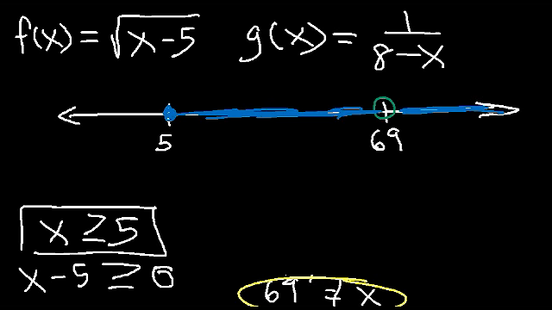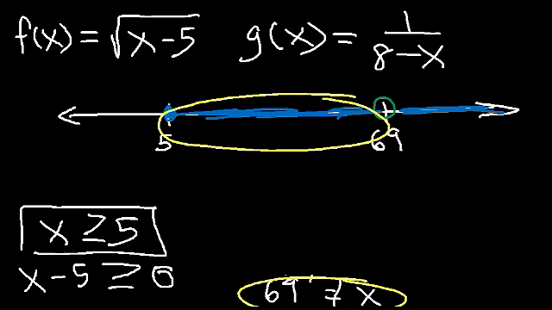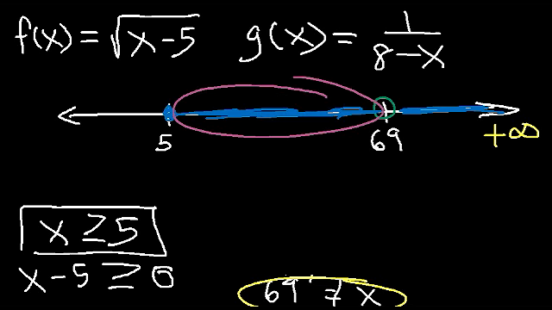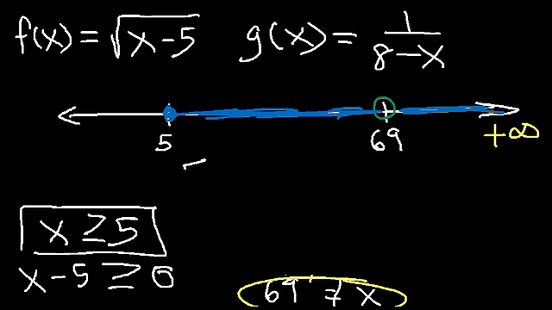Now, how can we represent this solution using interval notation? Now, there's two parts. This is the first region that is shaded because there's a disconnect at 69. And this is the second region that is shaded. All the way to the right, we have positive infinity. So for this region, the answer is 5 to 69.